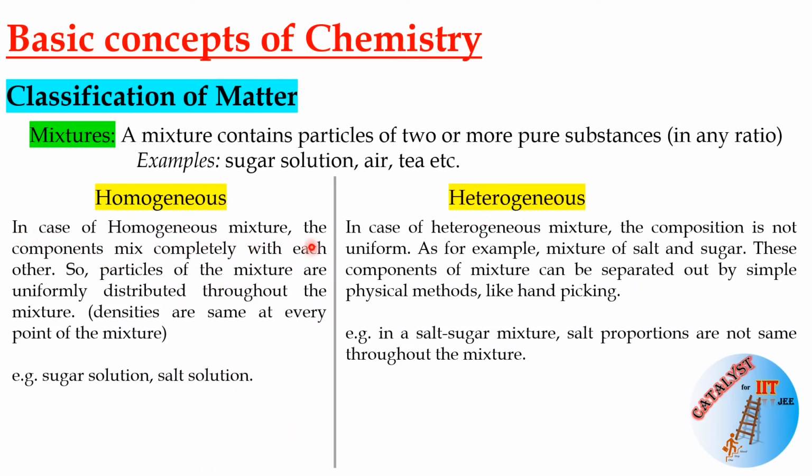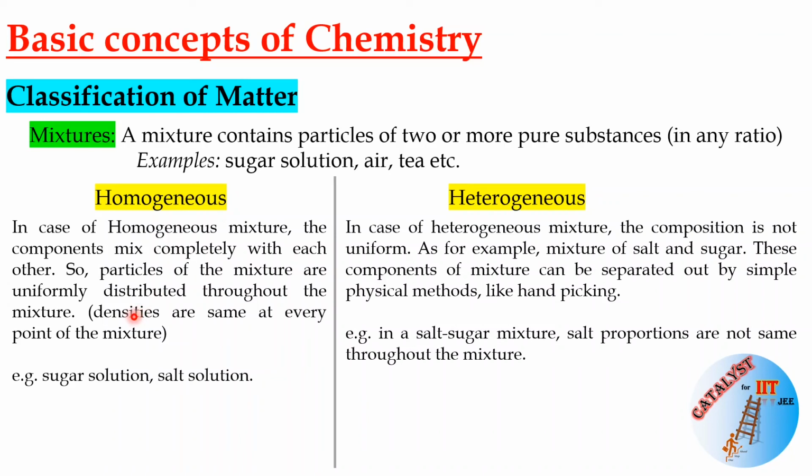In the case of a homogeneous mixture, the components that you use will mix completely with each other, like your sugar solution. If you add sugar into water and mix it very well, then the sugar will mix completely with water. So the particles of the mixture are uniformly distributed throughout the mixture. If you take a spoon of solution from the top and from the bottom, the taste will be the same because all the sugar particles are uniformly distributed throughout the solution.